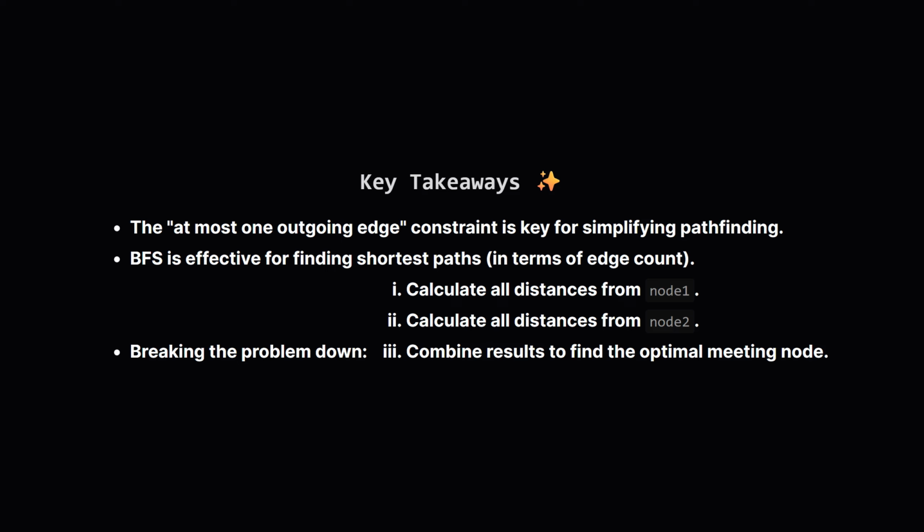So, to wrap things up, what are the main ideas here? First, that special property of the graph, each node having at most one outgoing edge, really simplifies things. It means paths are straightforward to trace. Second, breadth-first search, or BFS, is a go-to tool for finding shortest paths when all edges are the same, like here, where each edge just counts as one step. And finally, the overall strategy was to break the problem into manageable parts. First, find all distances from node 1. Second, find all distances from node 2. And third, combine this information by checking every node to see if it's a good meeting point, keeping track of the best one according to the problem's rules.